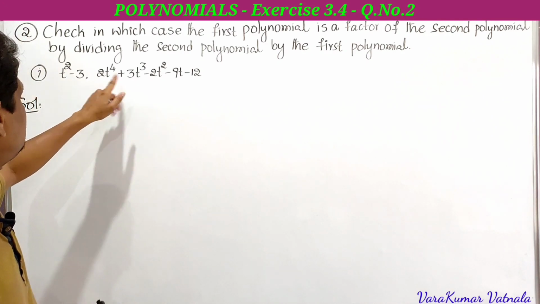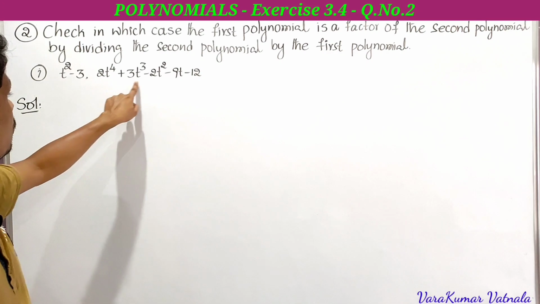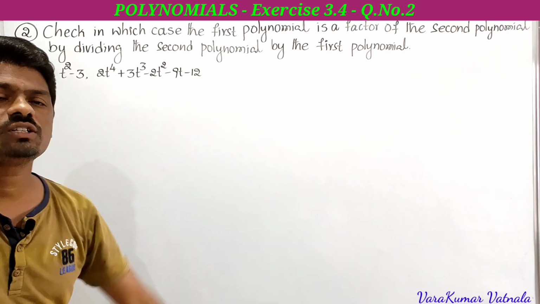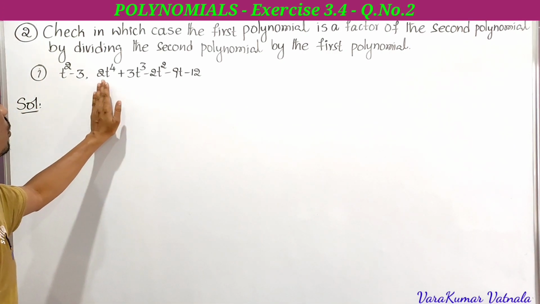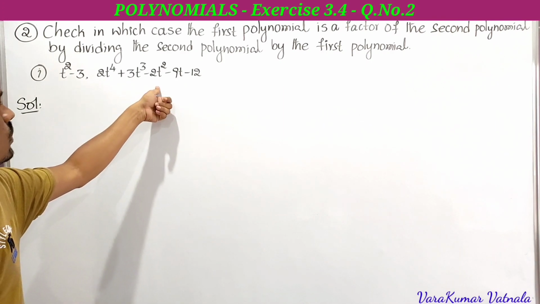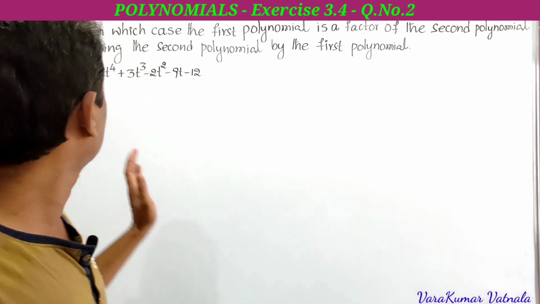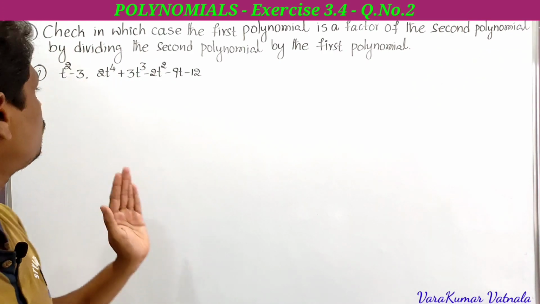Next, the second polynomial. The degree of the first term is 4, here it is 3, 2, 1, 0. Yes, it is also in its standard form. So t square minus 3, and 2t to the power 4 plus 3t cube minus 2t square minus 9t minus 12. These two are in their standard form. Now we can proceed to do the division.